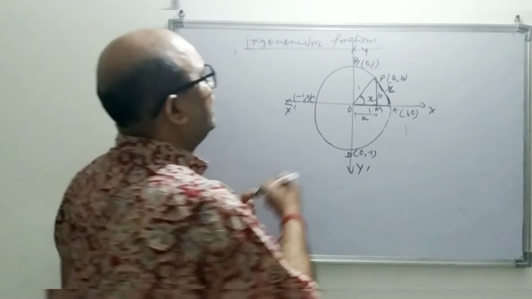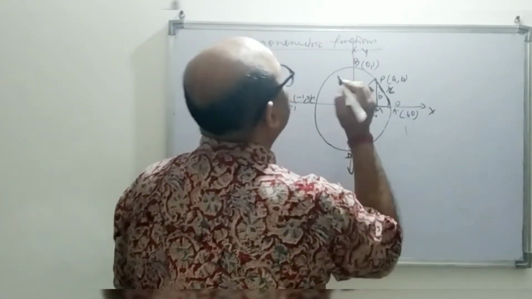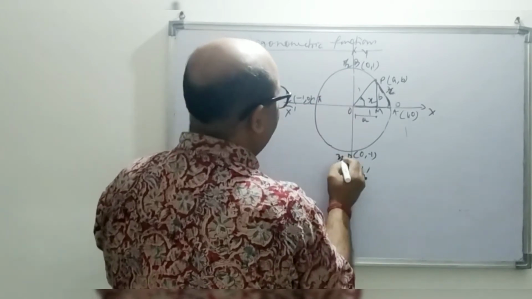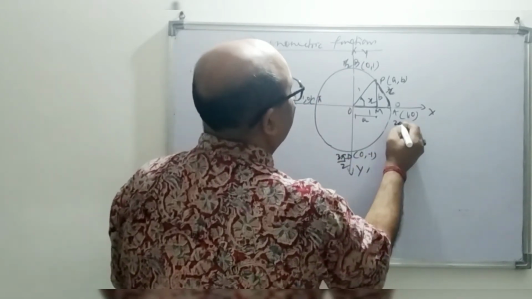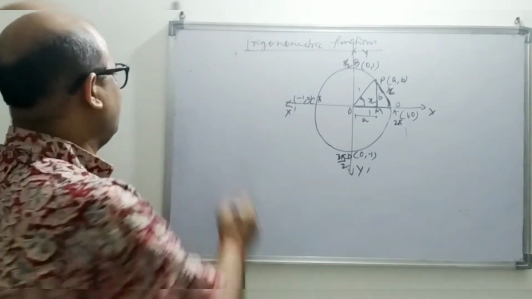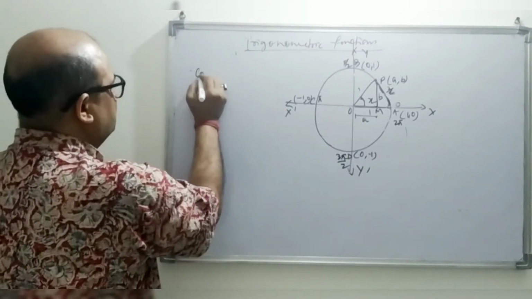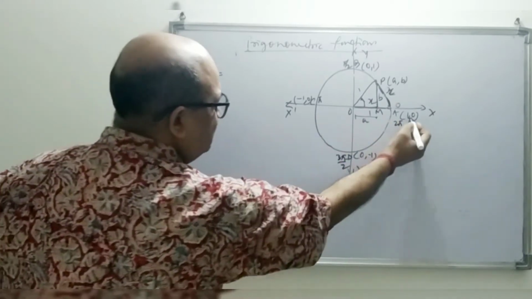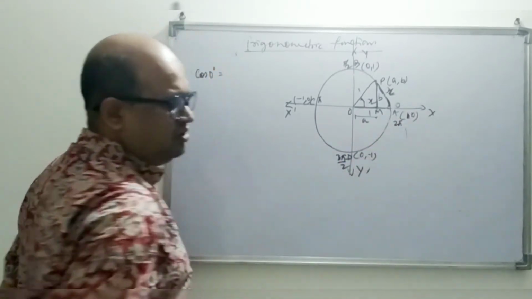Now see the angles. Suppose here 0, here pi by 2, this is pi, 3 pi by 2, and again 2 pi. So cos x, let us start with cos. Cos 0 degree, cos 0. Cos 0 is how much? Cos 0 is 1.